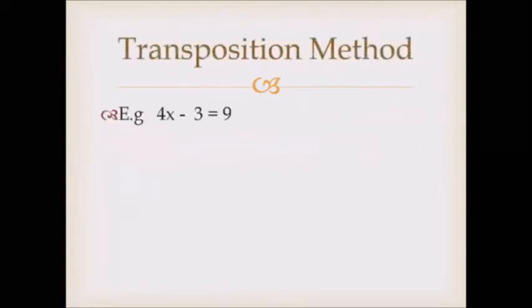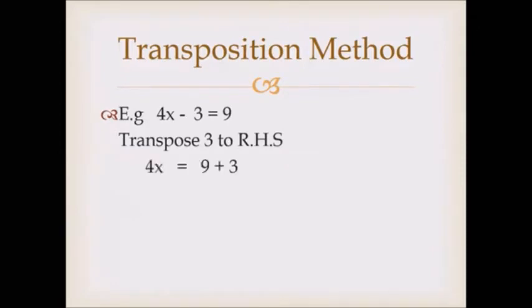Now the transposition method. Let us take as the example 4x minus 3 is equal to 9. The same we can solve with the balancing method, but in this method we do it directly. Suppose we know from the balancing method that we have to remove minus 3 from here. So we have to transpose minus 3 to the other side. So the next step, transpose 3 to the RHS. We usually do that in the balancing method also, but we can directly write that we are transposing 3 to RHS. Transpose means the sign changes. If it is minus 3 on one side, when we move it to the other side, it becomes positive.